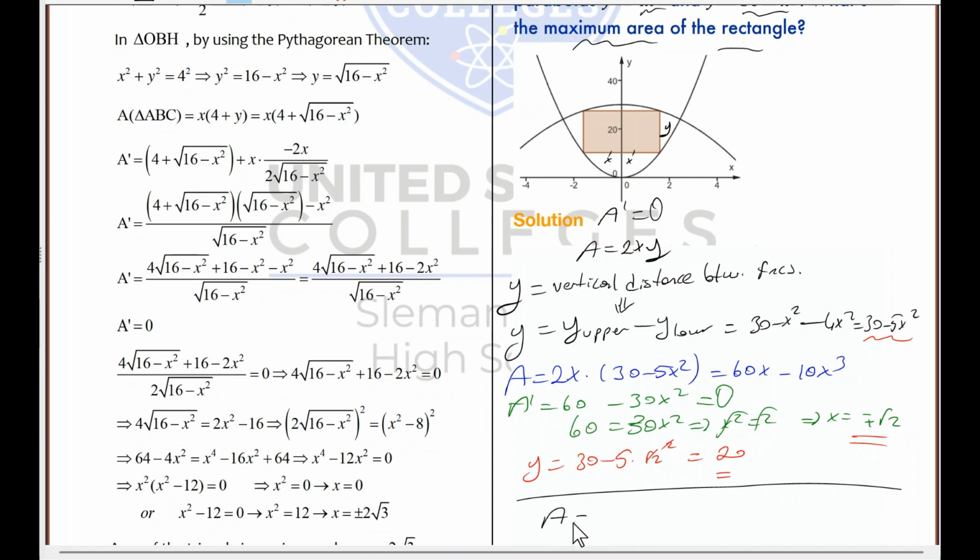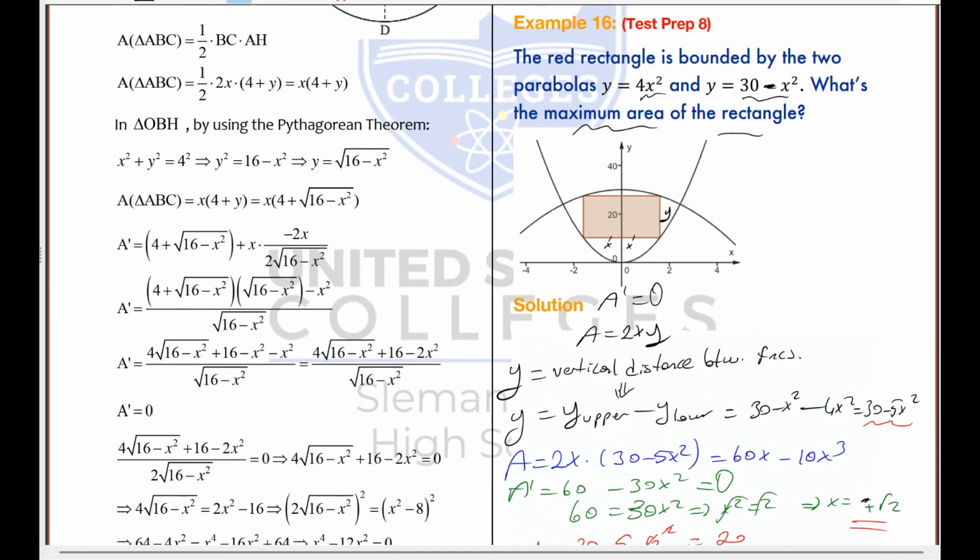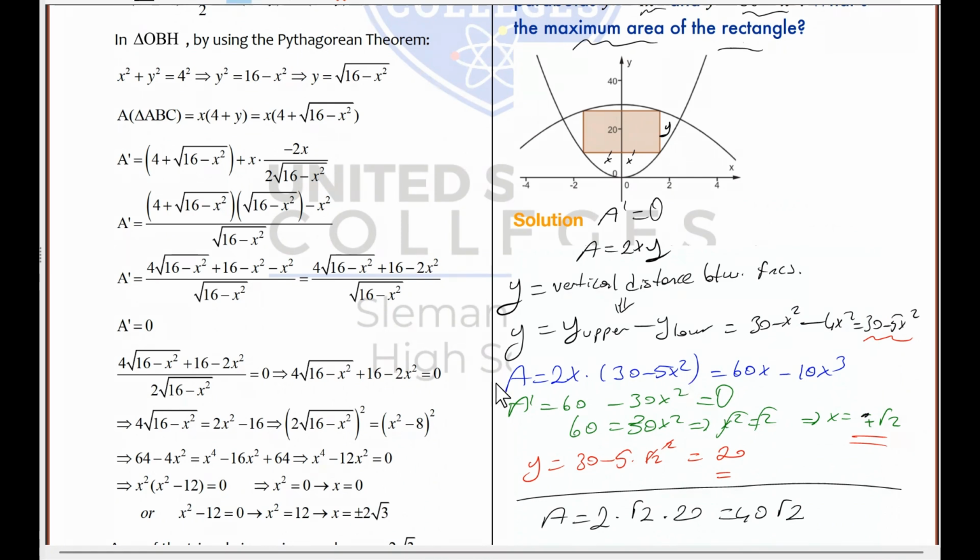So area is equal to 2 times x, square root of 2, times, since we are talking about side length, we won't use negative, times y, which is 20. So 20 times 2, 40 root of 2. If there is no unit given, we will just say 40 root of 2. Okay, it is pretty simple if you just know the idea of finding the vertical distance.